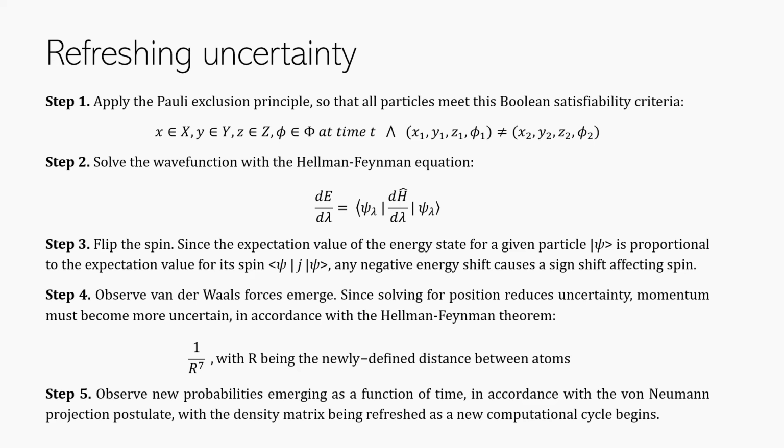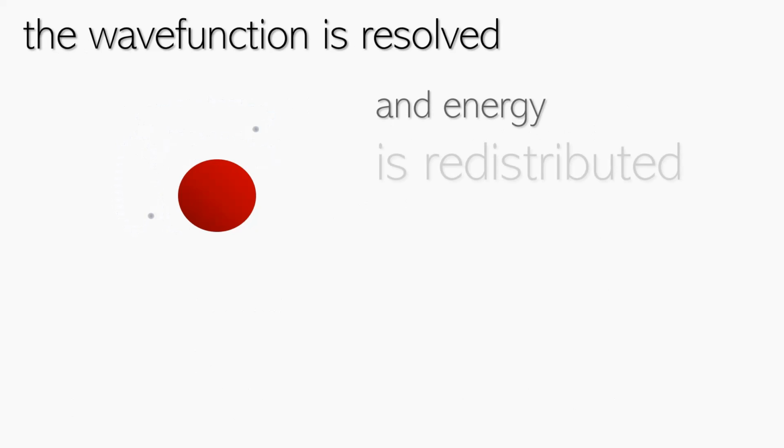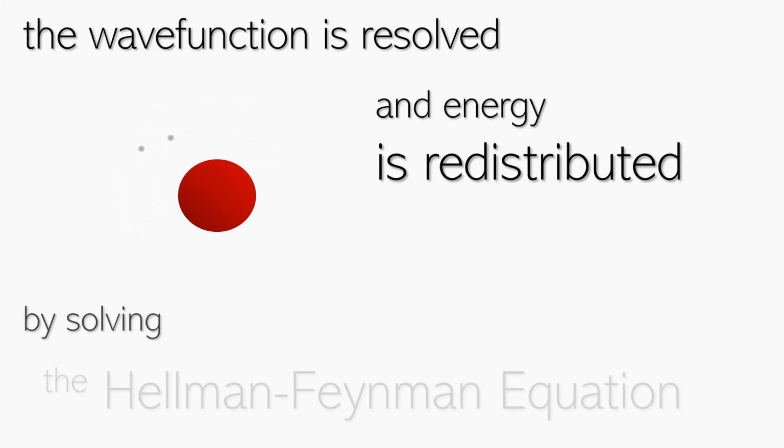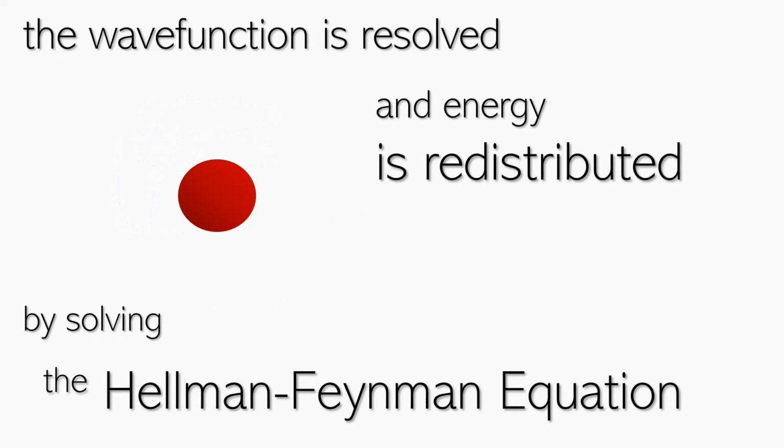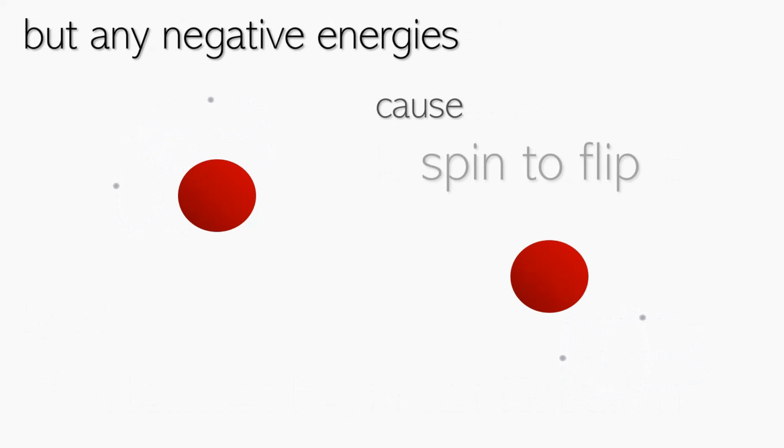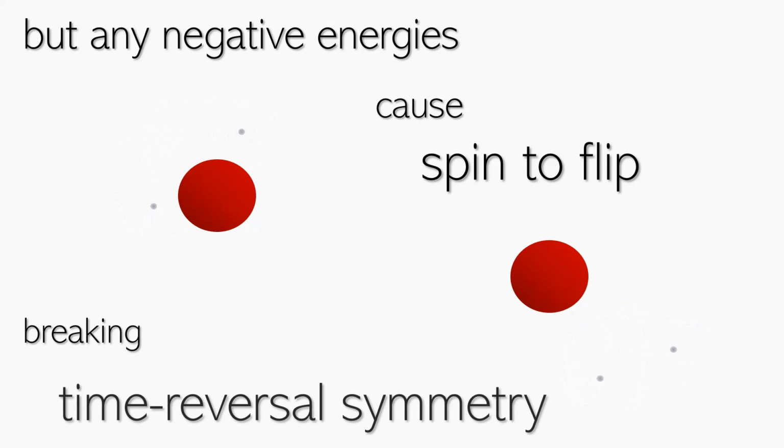Now, step 5. We'll observe new probabilities emerging as a function of time in accordance with the von Neumann projection postulate, with the density matrix being refreshed as a new computational cycle begins. That is, as new perturbations from the environment and quantum oscillations inherent to the system affect the emerging system state in the present moment. So the wave function is resolved and energy is redistributed by solving the Hellmann-Feynman equation. But any negative energies cause a spin to flip, thereby breaking time reversal symmetry.